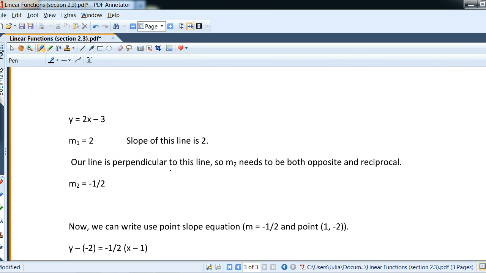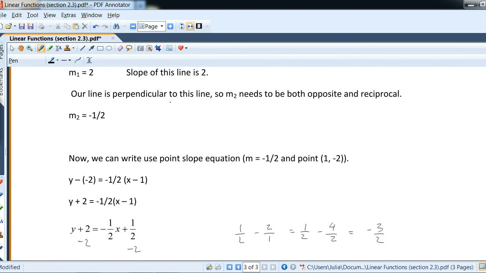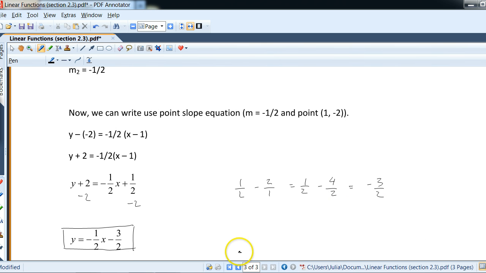So again, a little bit of fraction work. I think I simplified it a little bit, and let's take a look at what we get. y plus 2 is equal to negative 1 half x. Again, we multiply negative 1 half by negative 1, we get positive 1 half. Again, we want to subtract 2, so I work it out on the side. Same idea, we get 1 half minus 4 over 2, which gives us negative 3 halves. And so the answer is y equals negative 1 half x minus 3 over 2. And that's it.